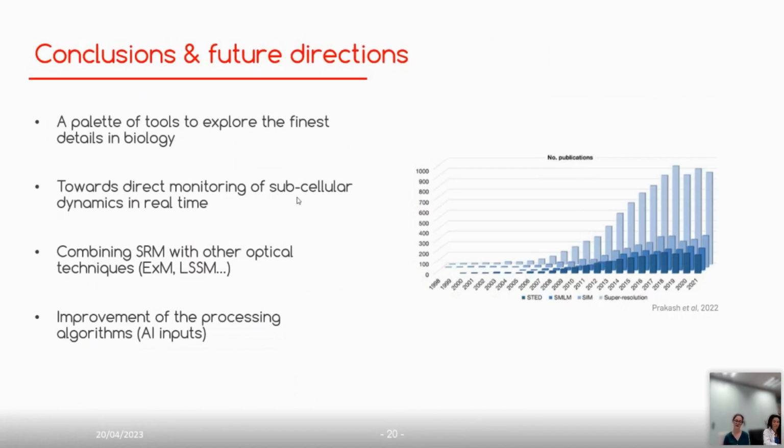And super resolution microscopy allows us to reach a very high resolution without the heavy sample preparation found in electron microscopy. It's a very active field in constant evolution, and it's going towards direct monitoring of subcellular dynamics in real time, so more and more compatible with live imaging, as is very often required in all fields of biology.